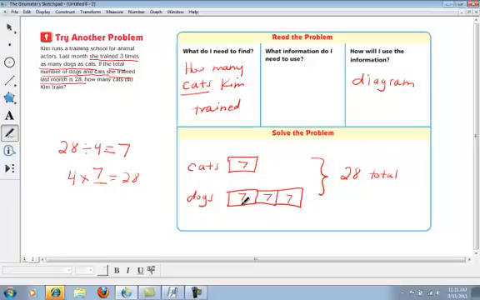Is 7 my answer? Well, let's look back again at what our question was. We want to find how many cats Kim trained. Well, since 7 represents the number of cats, 7 is my answer. So we can say Kim trained 7 cats. Very nice. Now it's your turn to try this strategy of drawing a diagram.